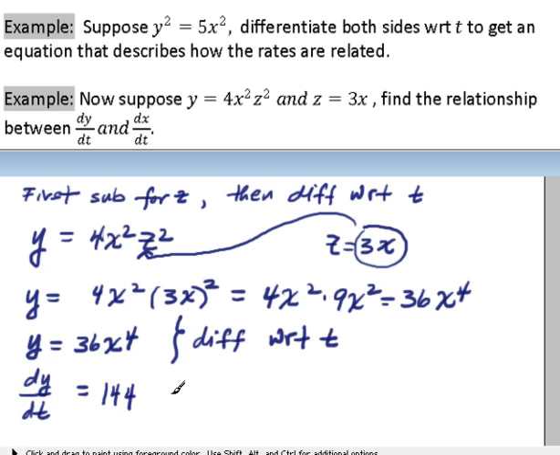So that's 144. 4 times 36, subtract 1 from the exponent, x cubed, and continue with the differentiation. Remember, x is also a variable that depends on t, and we're differentiating with respect to t. Okay, so that's the relationship between dy/dt and dx/dt right here.